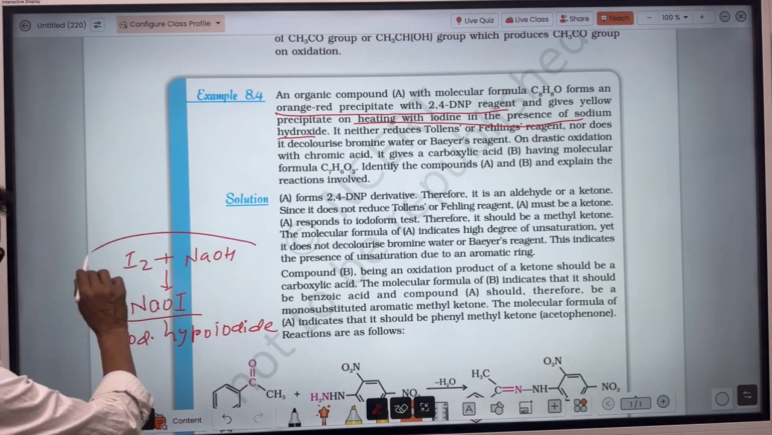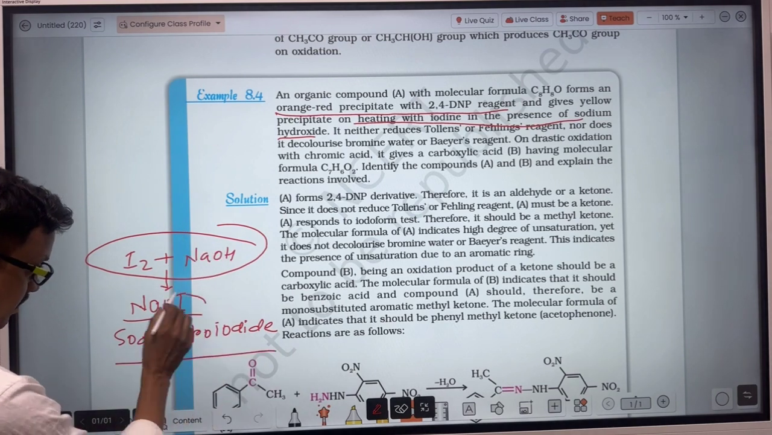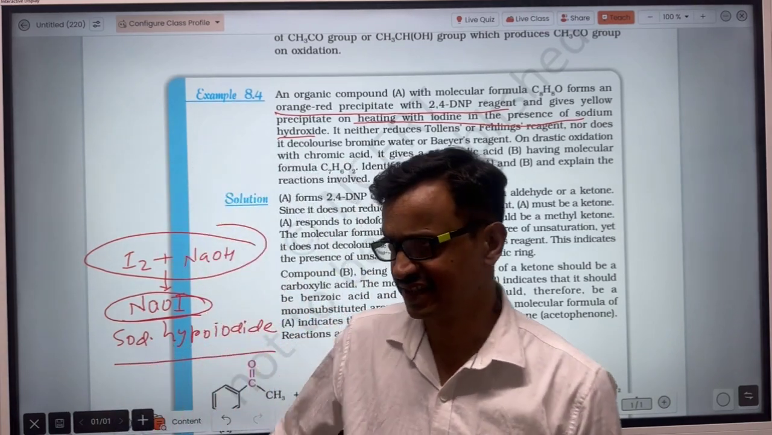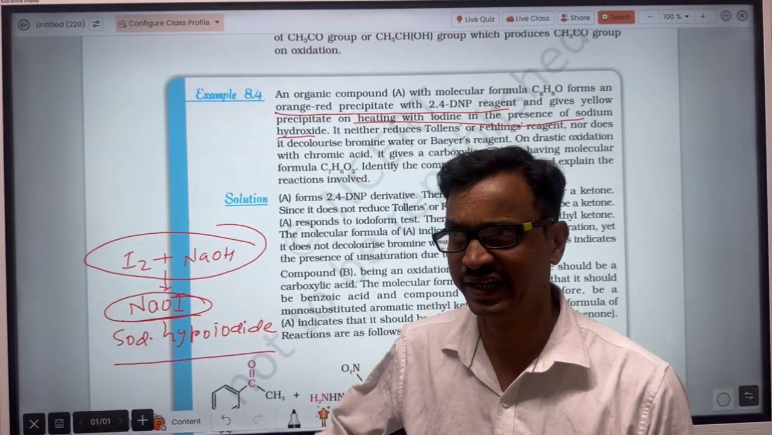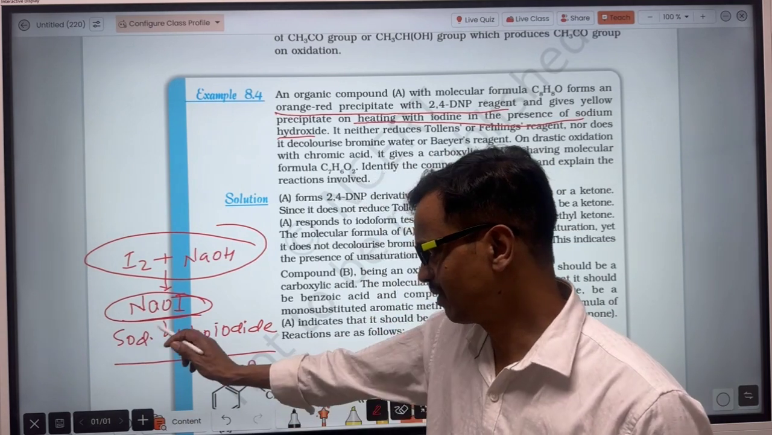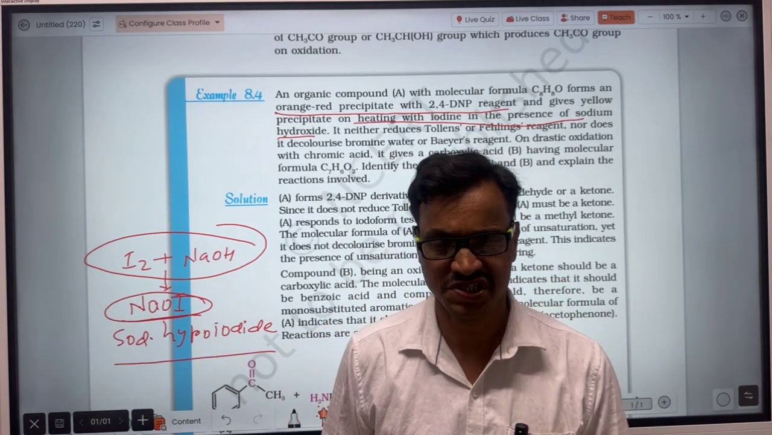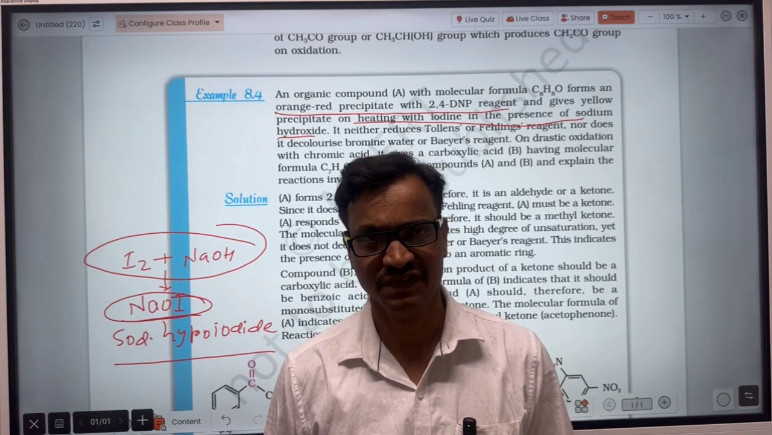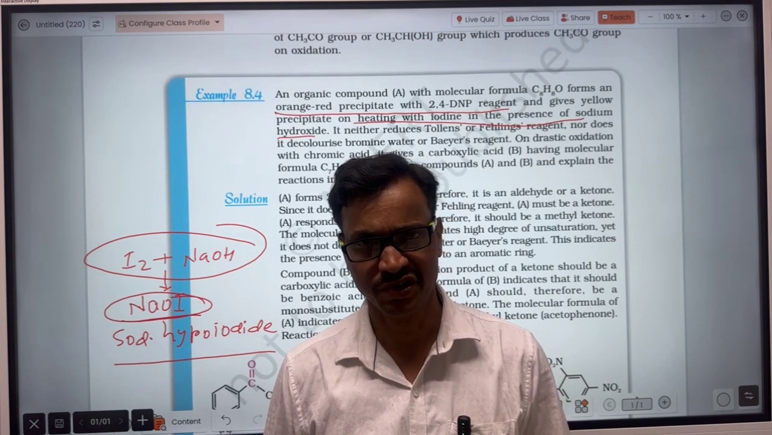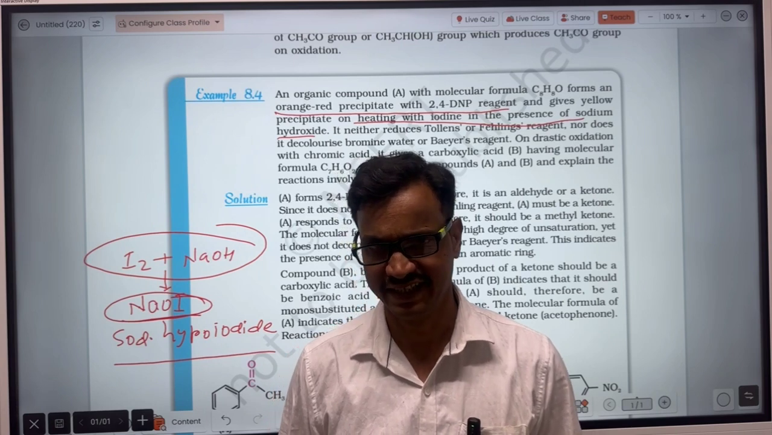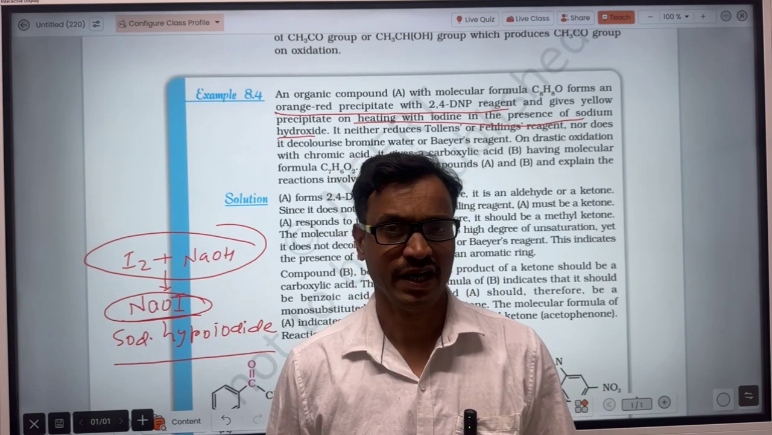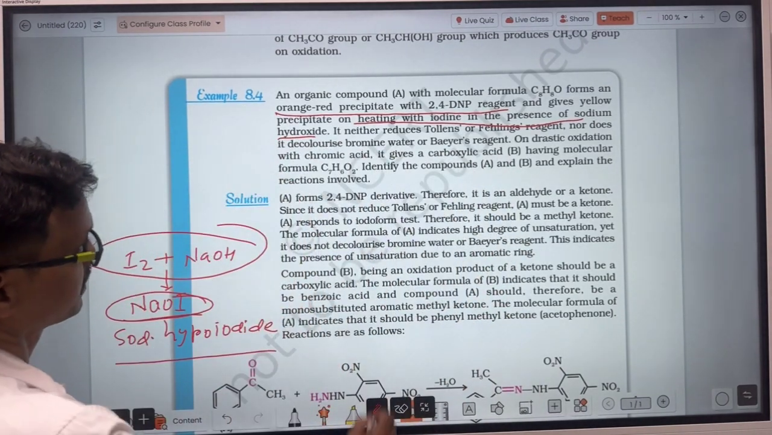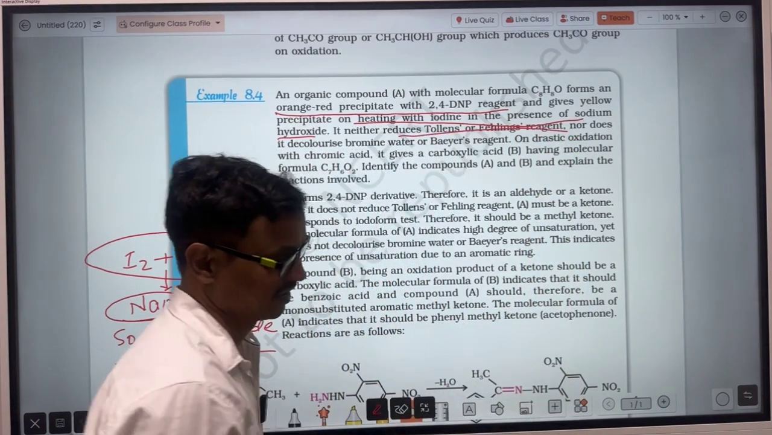So you already know this reagent is used for the haloform reaction. This reagent, the mixture of iodine and NaOH or the sodium hypoiodide, is used to distinguish the aldehyde or the ketone in which there is a methyl group bonded to the acyl carbon atom, and that is the basis of the haloform reaction. So that compound is reacting, and it neither reduces Tollens reagent nor Fehling solution.